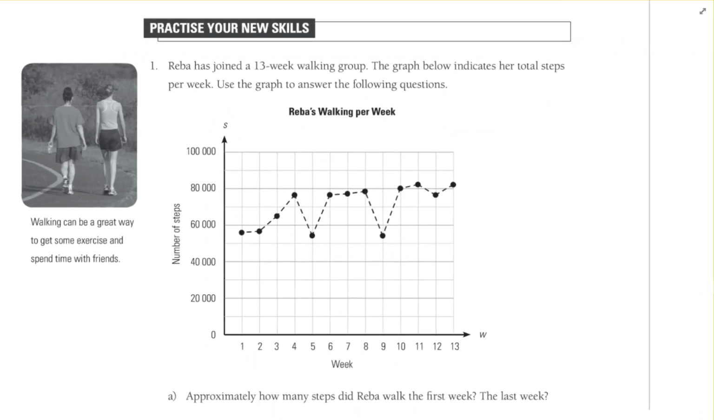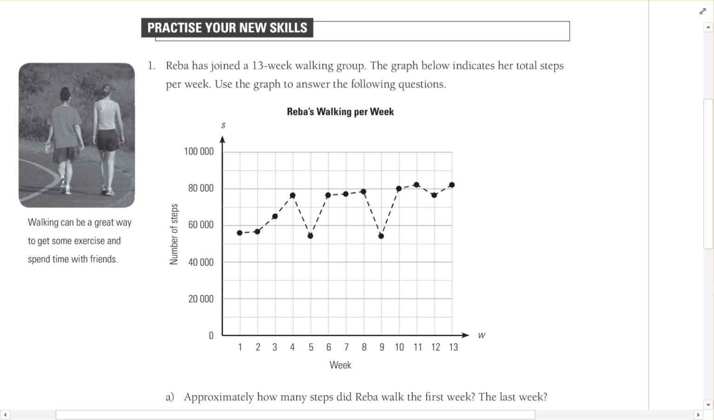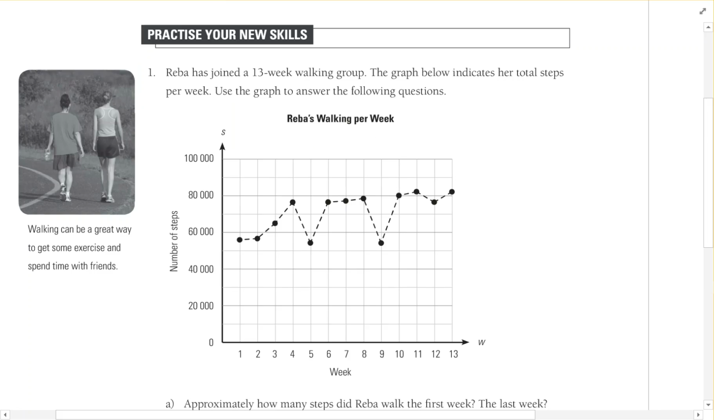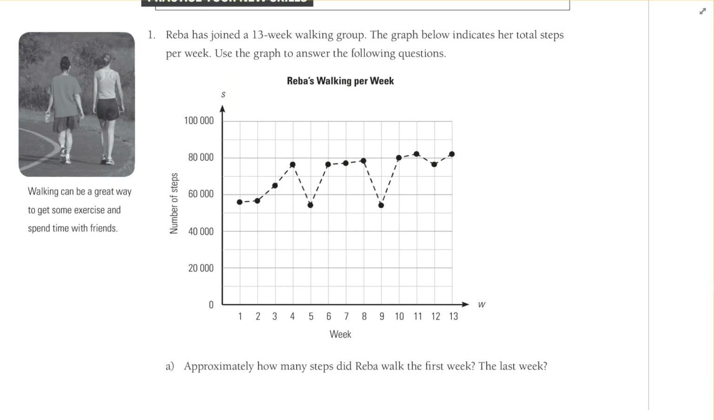All right, practice your new skills. So this is going to be you guys now. That's just everything that we've talked about so far. I'm just going to read these and then I'm going to let you type into the boxes what the answer is. Okay, so Reba has joined a 13-week walking group. The graph below indicates her total steps per week. Use the graph to answer the following questions. So go ahead, take a look at the graph for a minute.